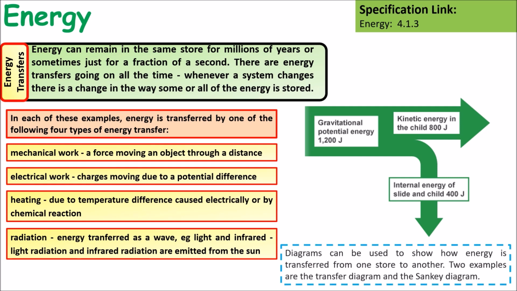A Sankey diagram can be used to represent these energy changes. Your arrow that goes along the top always shows the useful energy. Any arrows going down show how energy is being wasted.